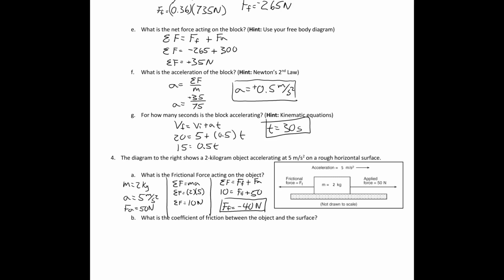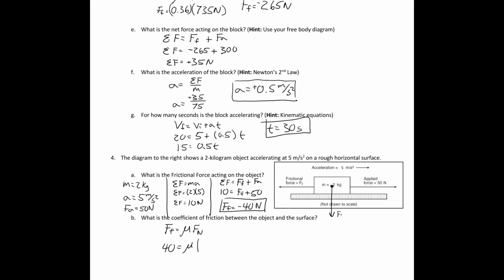Now it says, what is the coefficient of friction between the object and the surface? Okay, they're asking for the coefficient. They don't tell you what the materials are. We're probably going to have to use this formula. And we know what the frictional force is. It's 40 newtons. Again, I could just use the magnitude of the forces for this problem. And we don't know what the coefficient is, but that's okay. That's what they're asking for. But what is the normal force? We should be able to figure out what the normal force is.